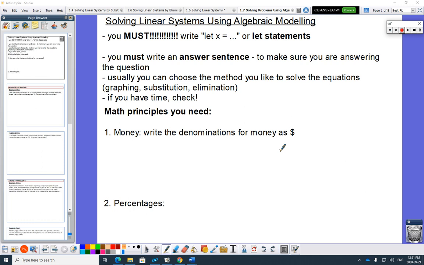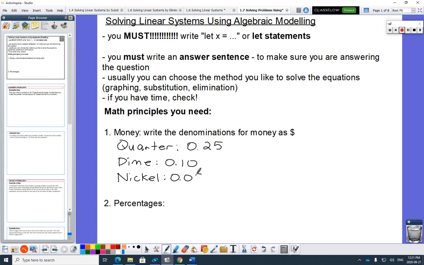Okay, so when you're writing a quarter as dollars, then you're going to use 0.25. You are never going to use 25 cents, okay? A dime is 0.1, and a nickel, and we don't use pennies.